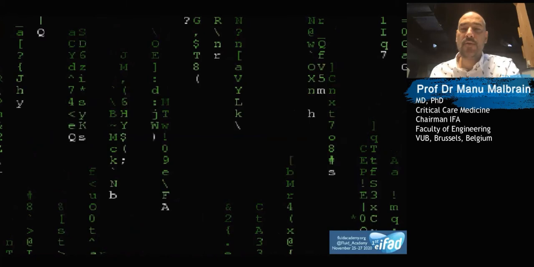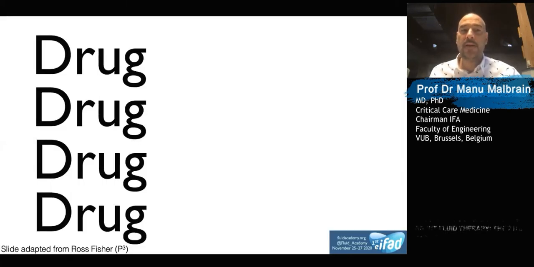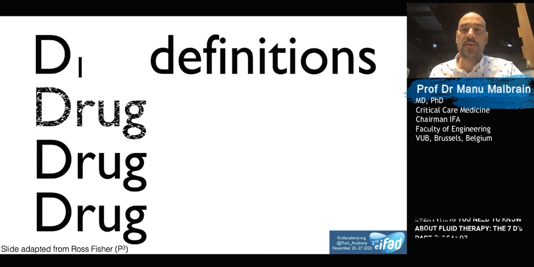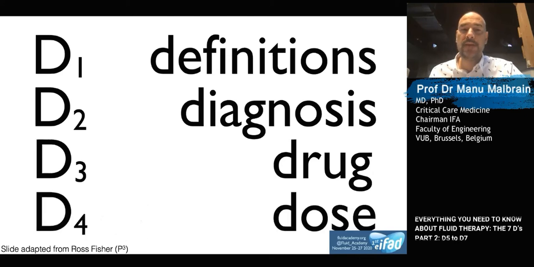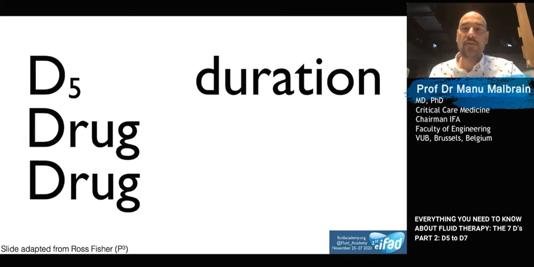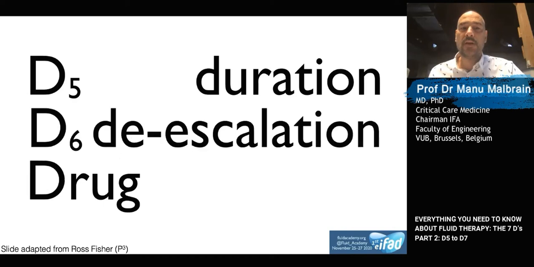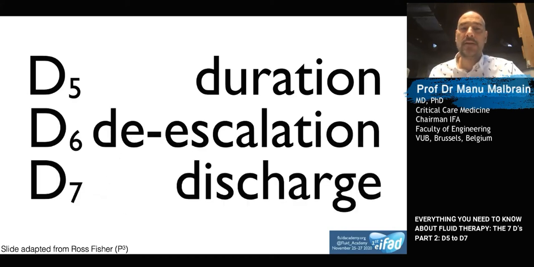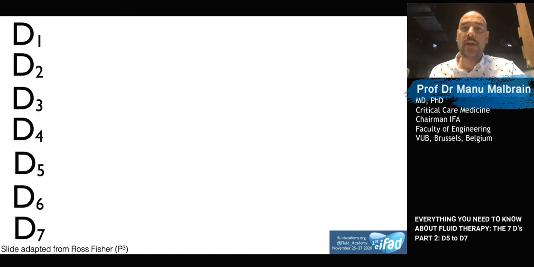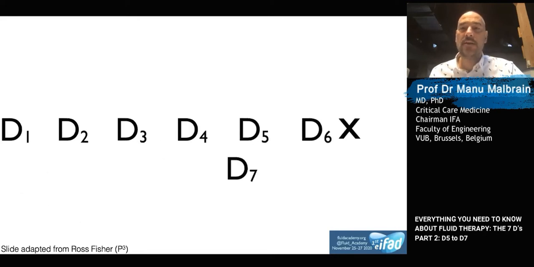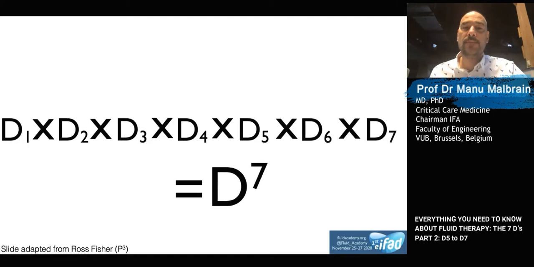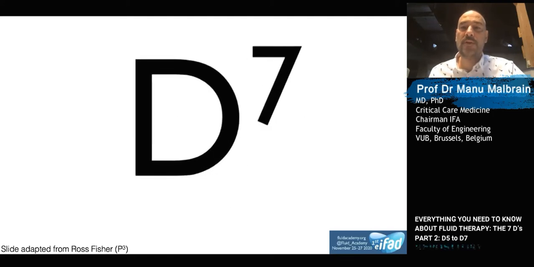So this is part 2. And I explained to you the 7 Ds of fluid therapy. D1, definitions. D2, diagnosis. D3, drug. D4, dose. So now we will continue the lecture with D5 on duration, D6, de-escalation, D7, discharge. D1 multiplied with D2 to D7 gives us D to the 7th power. And this is fluid stewardship.